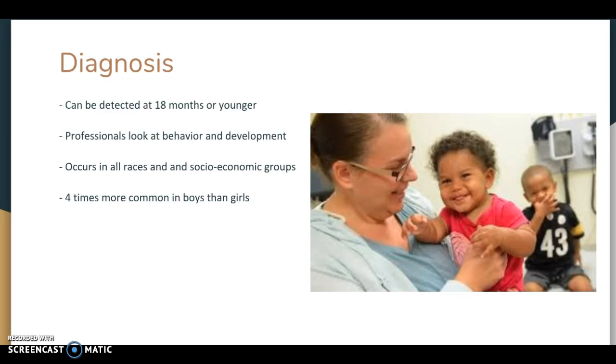There's a smiley face to show that we need immunizations. Diagnosis. So it can be detected at 18 months or younger, and it's important to get it detected early on so you can start early intervention. But there are certain signs that professionals look at, mostly behavior and development.